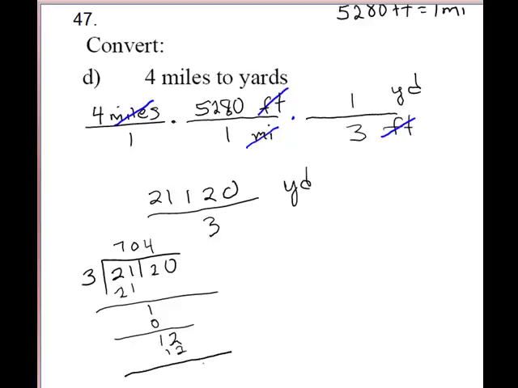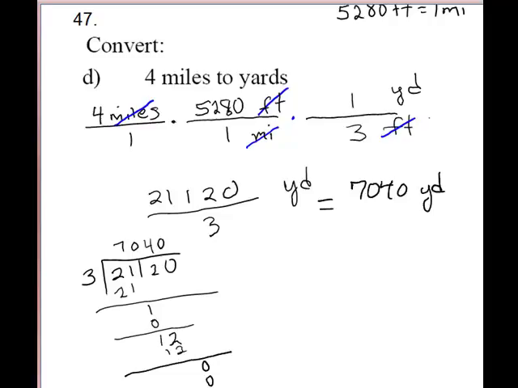So subtract, bring down. 3 won't go into 0. It's 0 times. So we have 7,040 yards. So it was a 2-step problem. You could have done one, get the answer, and then take your answer times the next, or you can try it in one shot. The science classes tend to do it this way, all in one shot.